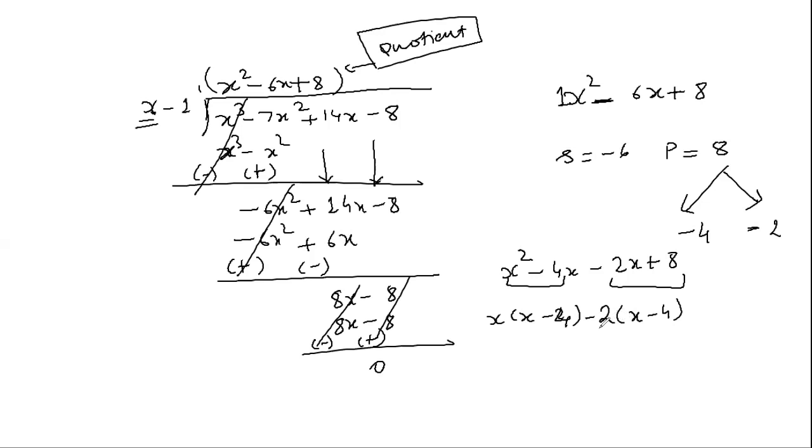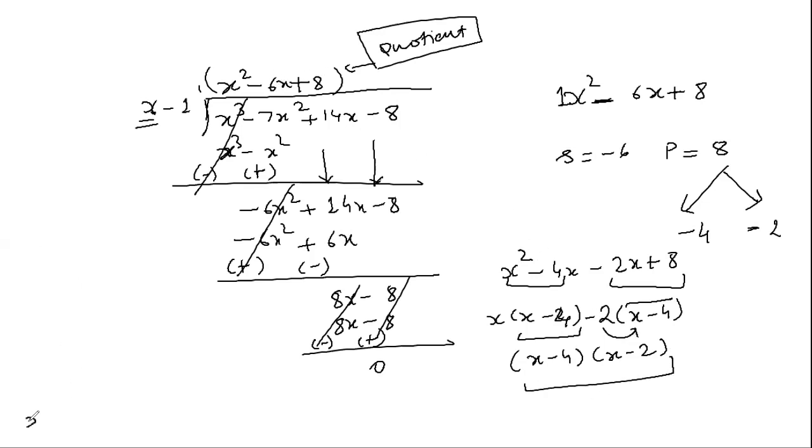Let's check how we have done that. Minus 2 into x is minus 2x. Minus into minus is plus 2 into 4 is 8. Perfect. After this, just take x minus 4 common. Once we take x minus 4 common, you will get x minus 4 into x minus 2. That's it. So we have factorized this x square minus 6x plus 8 into these two factors.